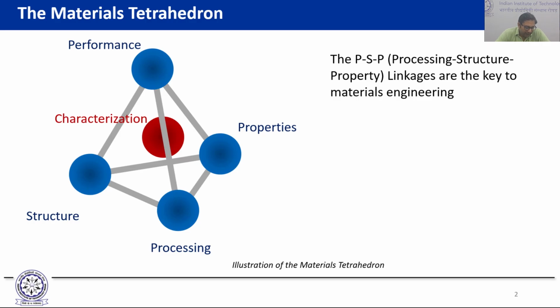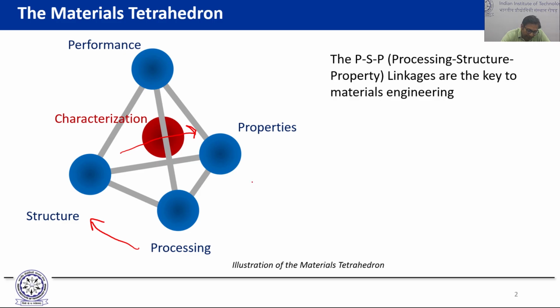So you will see a figure like this quite commonly in the world of material science, where people talk about something called a materials tetrahedron. In the materials tetrahedron, we think that the 4 vertices represent the performance of the material, the structure of the material, the processing conditions, and the properties. If you look at the interlinks, you will see that how you do the processing is going to affect the structure, and the structure is going to affect the properties.